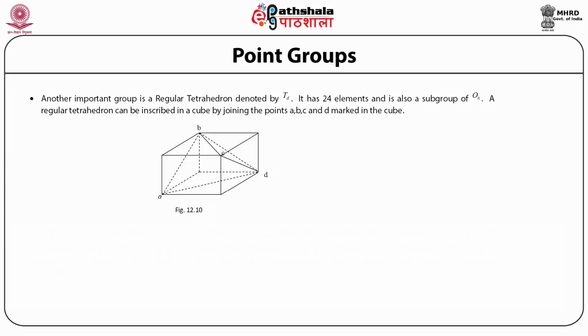There is another important group. This group is the regular tetrahedron group, denoted by the symbol TD. This group has 24 elements, and this is also a subgroup of the group OH.